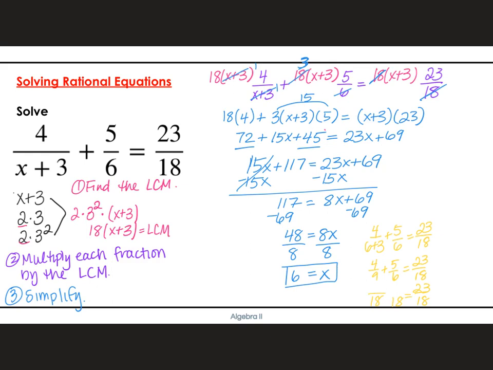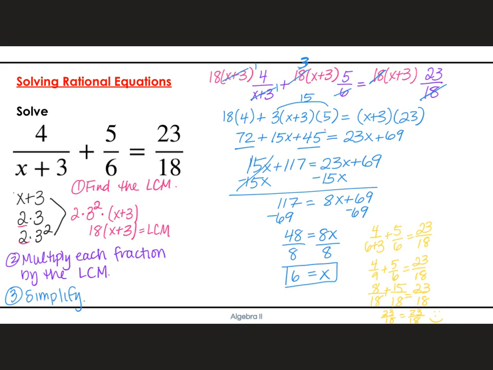So 9 times 2 is 18, so 4 times 2 is 8. 6 times 3 is 18, so 5 times 3 is 15. 8 plus 15 is 23. So I have 23 over 18 is equal to 23 over 18. So that is correct. And so there you have it.